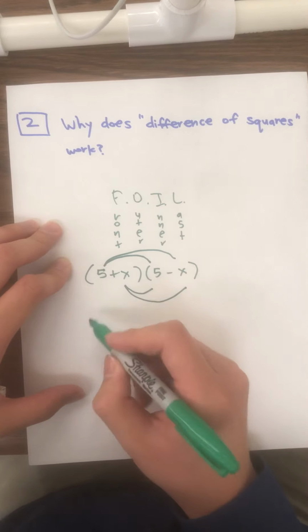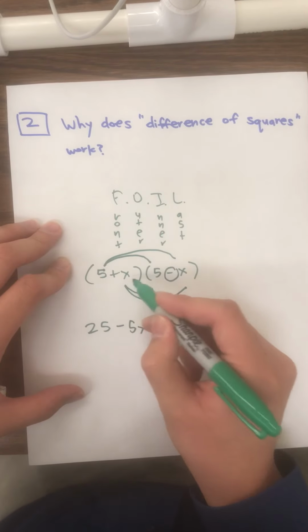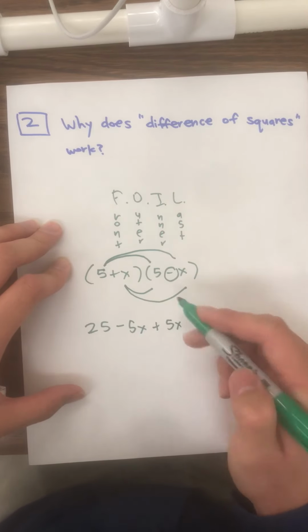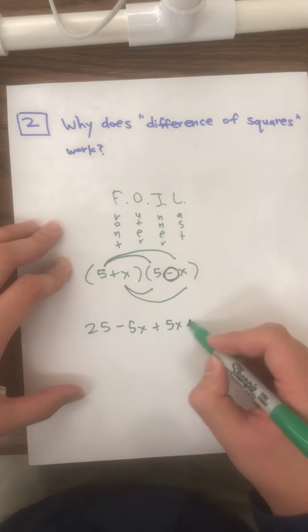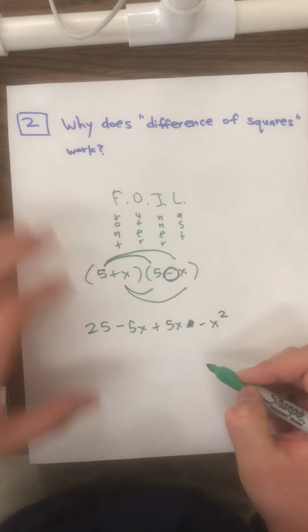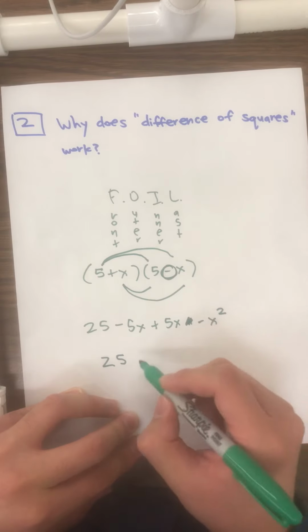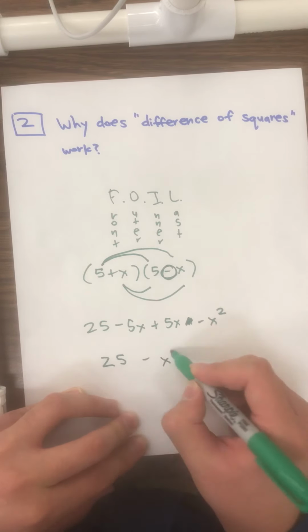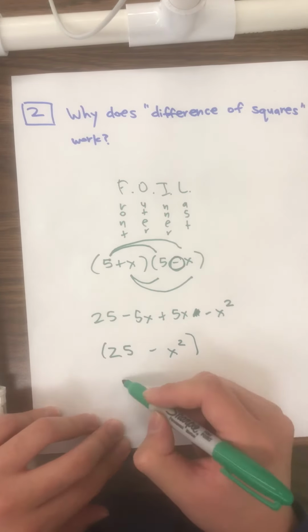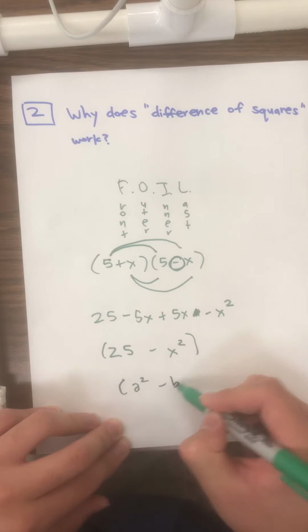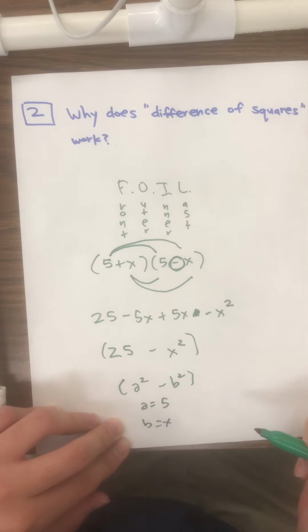So what's 5 times 5? 25. What's 5 times negative x? Negative 5x. What's x times 5? Plus 5x. And what's x times x? Oops, sorry, x times negative x, right? That's going to be minus x squared. And if we combine like terms, we'll get 25, minus 5x plus 5x goes away, and we're just left with 25 minus x squared, right? So this is a difference of squares. Why? Because this is in the form a squared minus b squared, where a is equal to 5 and b is equal to x, right?